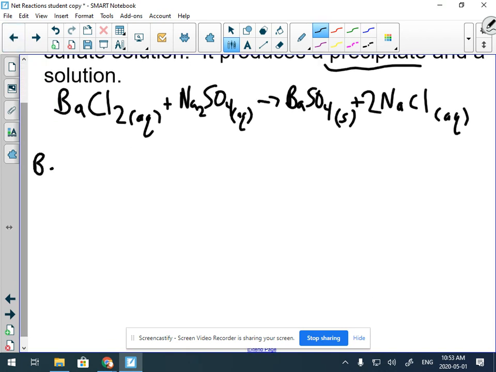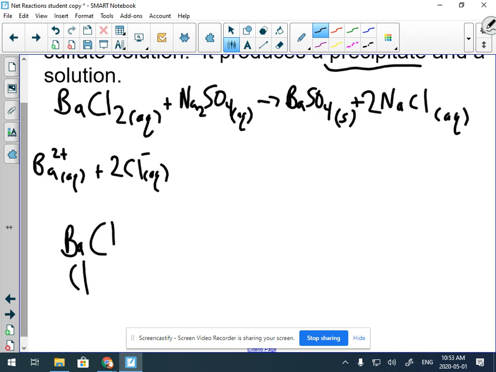All right, so we have a barium ion. Barium's 2 plus. Remember, I've got to break up my aqueous compounds. Add that to 2 chloride ions. Because barium, if you want to think of it this way, is like this, and I've chopped it up. I've busted it apart. So I have a barium, and then I've got 2 chloride ions. That's why there's 2 chlorides.